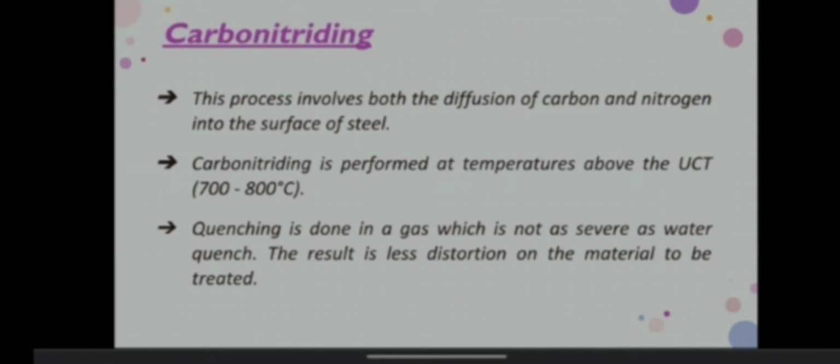In this method, quenching is also done. Quenching is a process in which the metal is rapidly cooled in water to obtain certain material properties. But in carbonitriding, we do not require a severe quenching method like water quench. So we do quenching using gas. The result is less distortion on the material being treated.